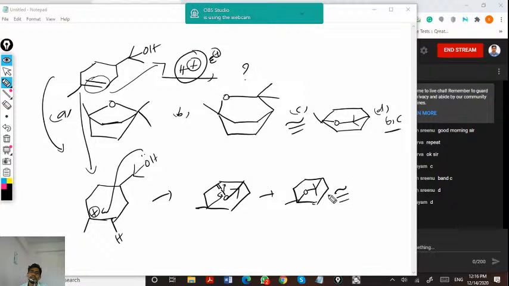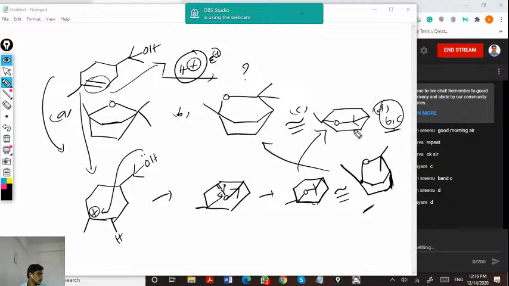If I rewrite it as a boat form, these are the four carbons down, and these are the two carbons on the other side. So this is the boat form, and the boat has one carbon with two methyl groups. And then oxygen, which is attached to the bridged carbon, and the bridged carbon has a methyl. So this is this and this is this. So the option is B and C.